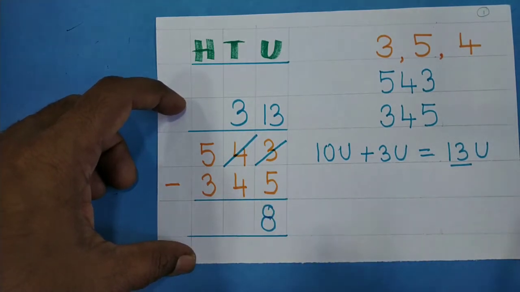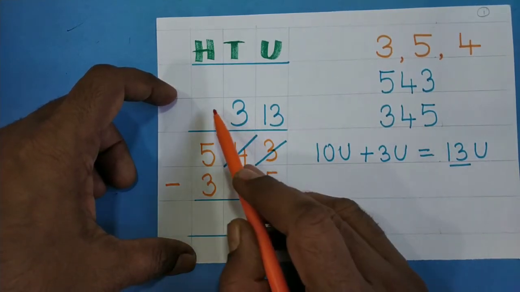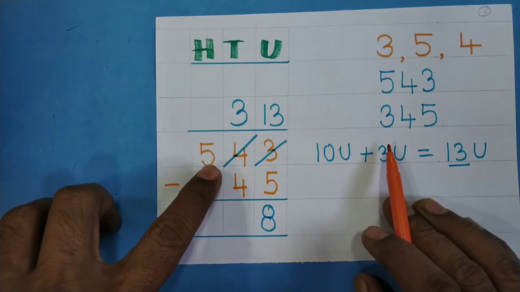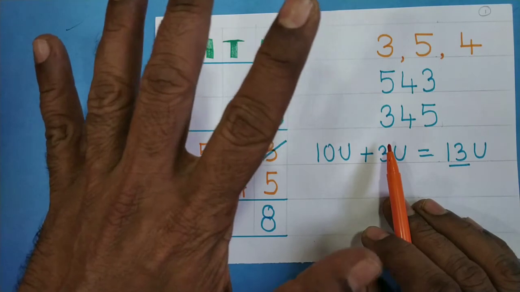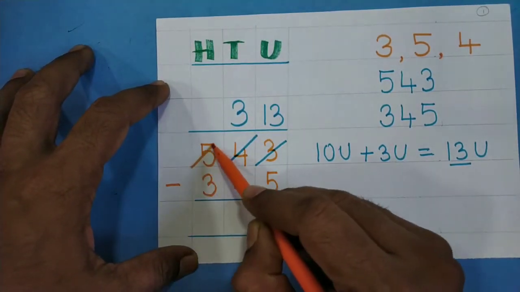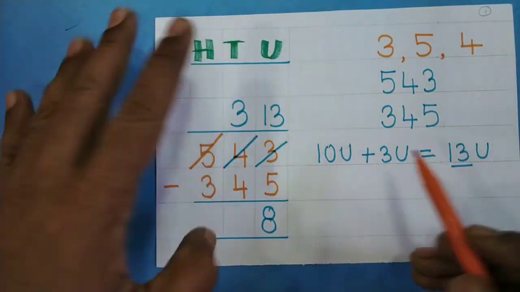Then what will we do? We will go to the next place and borrow. The next place is the 100 place. 5 hundreds are there. From 5 hundreds you have to take 100. You have to borrow 100. If you borrow 100 from 5 hundreds, you will have 4 here. 5 minus 1 is 4.